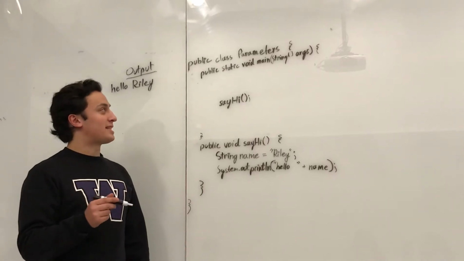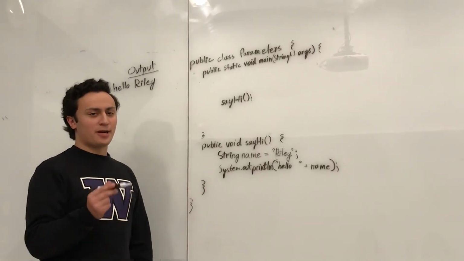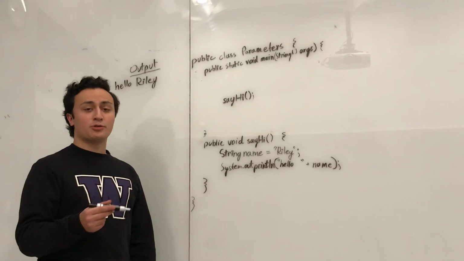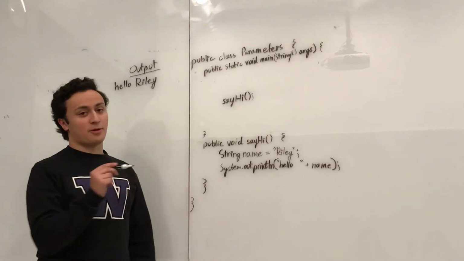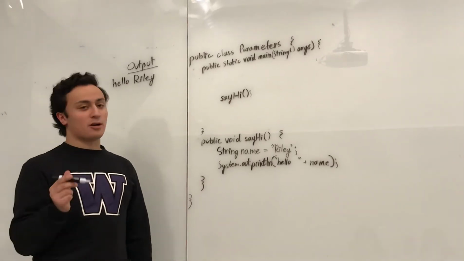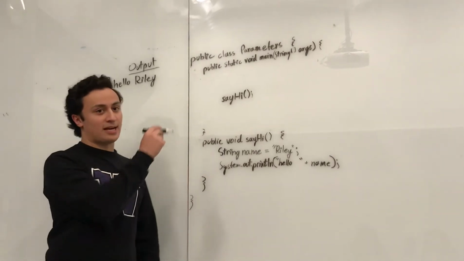So far, we've talked about static methods and we've talked about variables, but not so much the interactions between them. So in order to talk about that, we're going to talk today about parameters. Now, before I even talk about what a parameter is, let's just look at this class that I have.